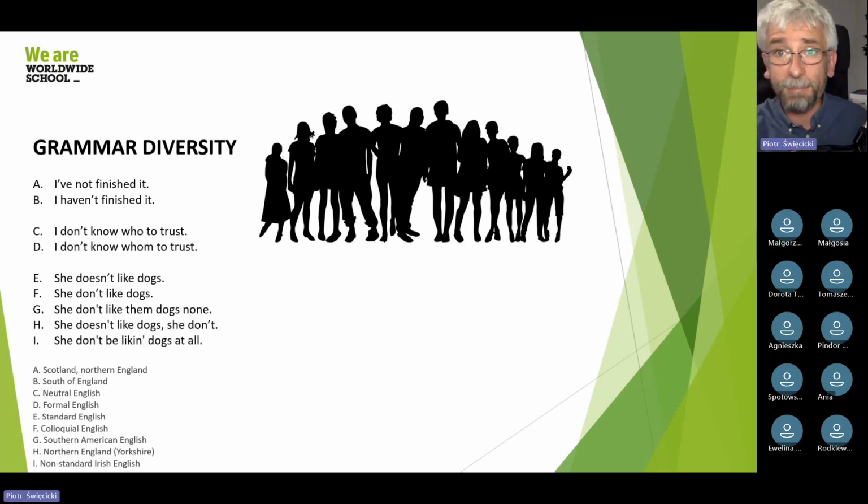So grammar diversity is another beautiful thing to explore, because if you look at these two sentences, sentence A is, I've not finished it, and sentence B is, I haven't finished it. They look very much the same, right? But could we say that one of them is more correct than the other? It's an open question.